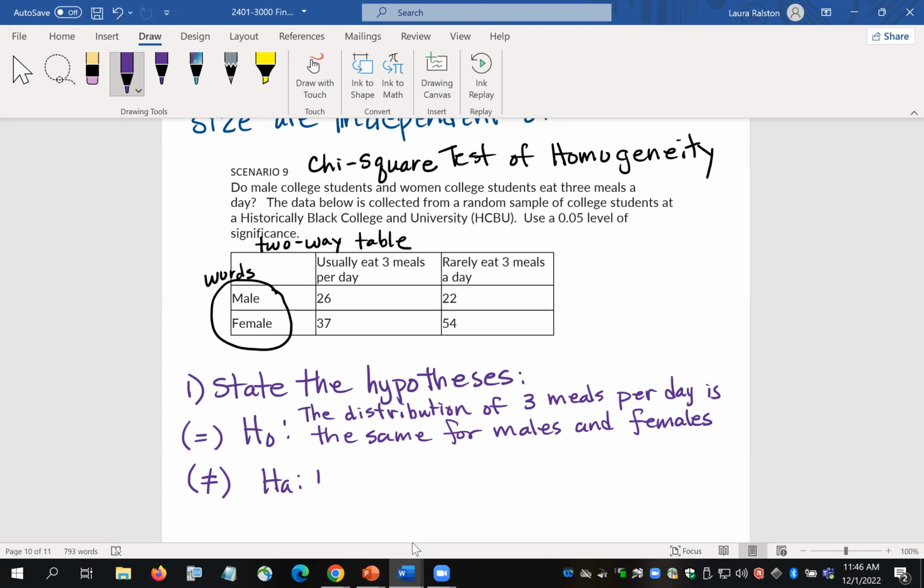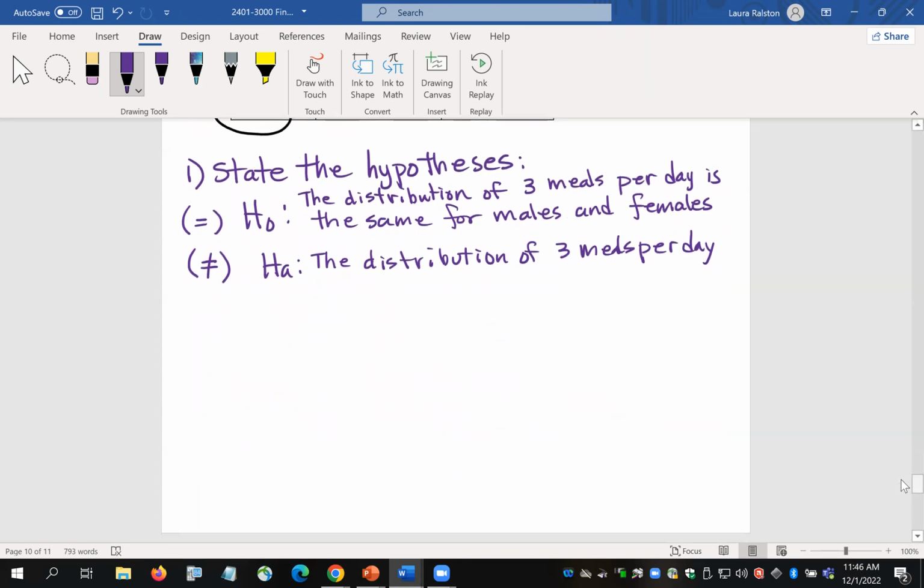The alternative would be the distribution of 3 meals per day is not the same for males and females.